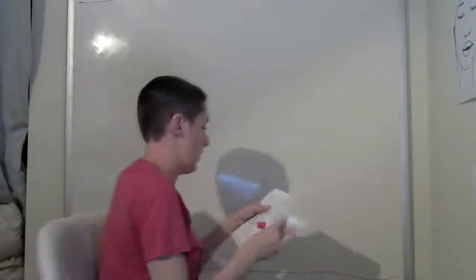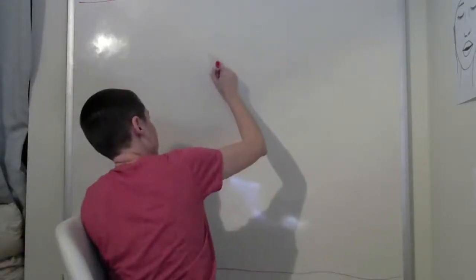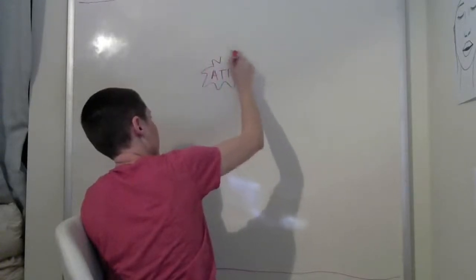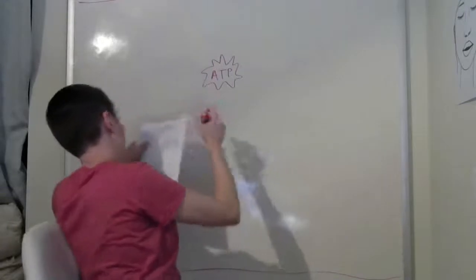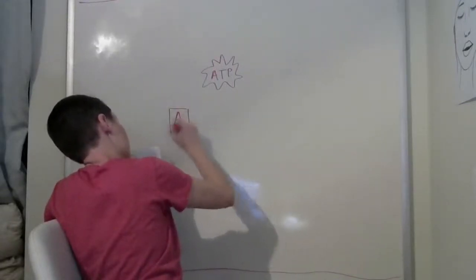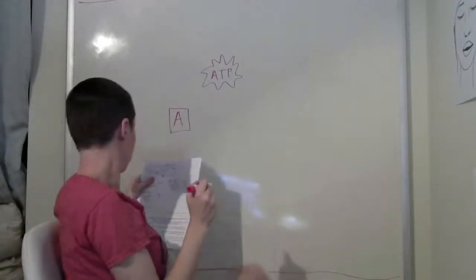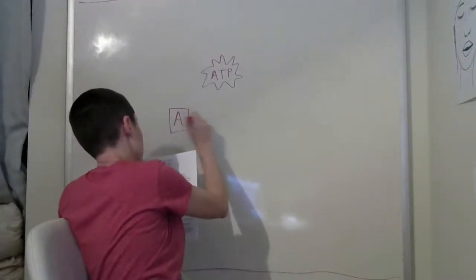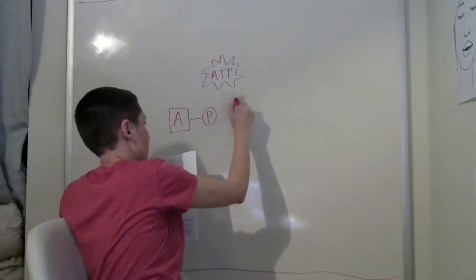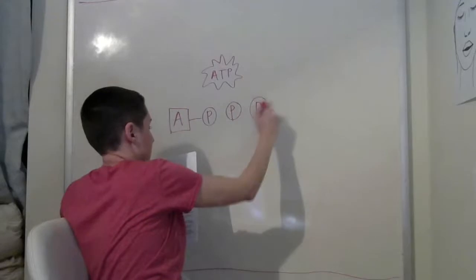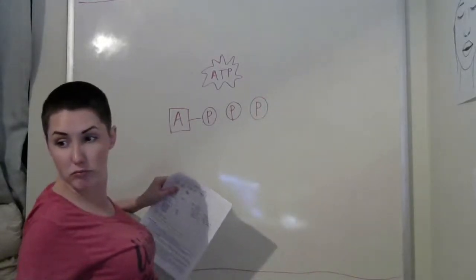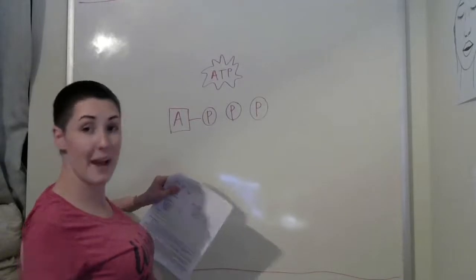Okay, so this is going to be ATP. All right, so we have one adenosine molecule. You guys see that? Okay. And then it's connected with 3 phosphate groups. It's not going to be bad.